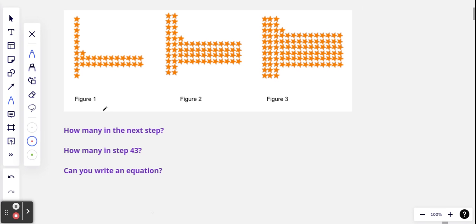Here's our pattern today. Here's figure 1, figure 2, figure 3. Your challenge is to predict the number of stars in figure 4. If you can do that, can you predict the number in figure 43? And can you write an equation that could be used to predict the number of stars in any step at all? So that's the challenge. If you'd like to accept it, pause the video, see how far you can get.